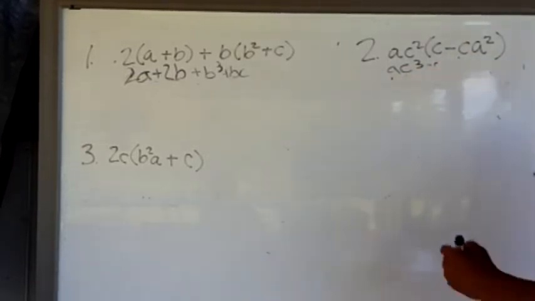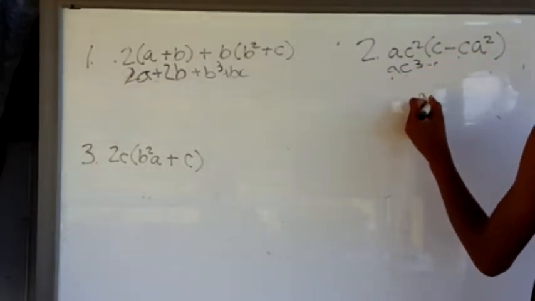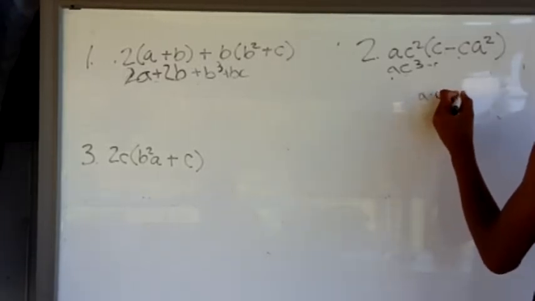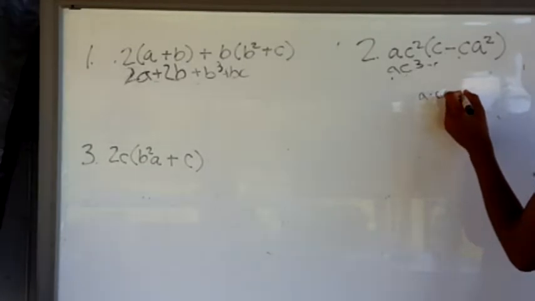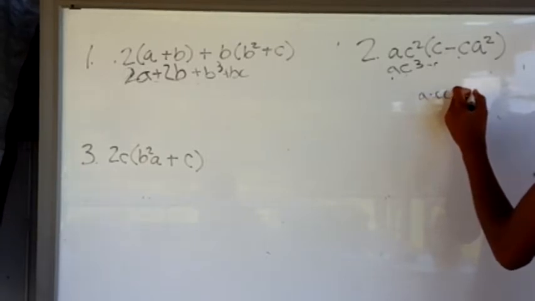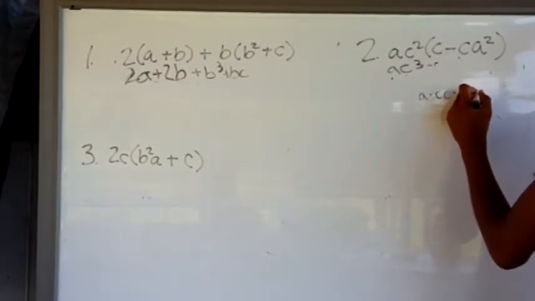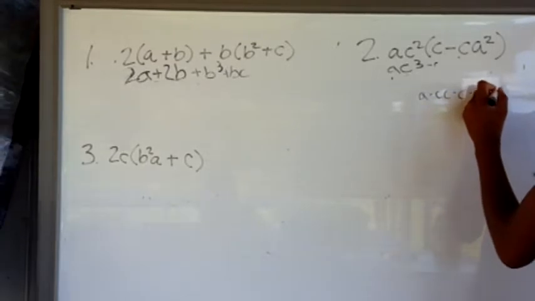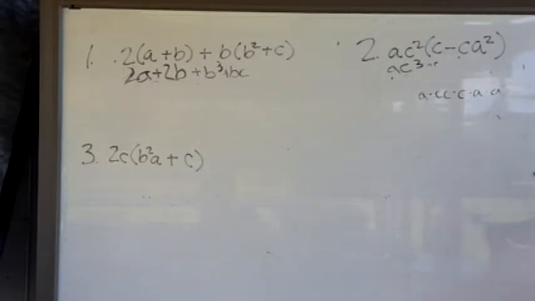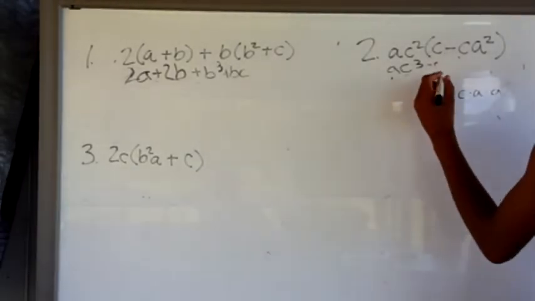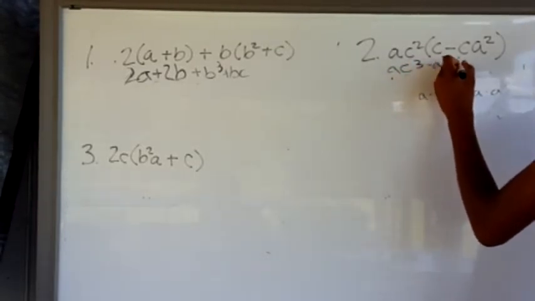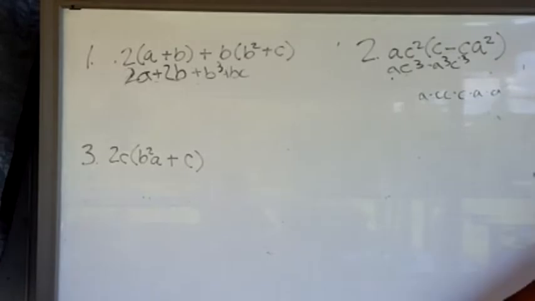Alright, so that's A times... I'm glad you checked that like that. Alright. Implementing what you want: A cubed and C cubed. Good job.